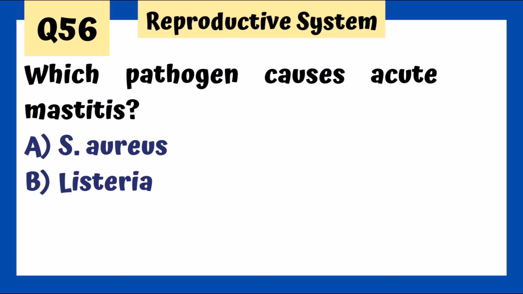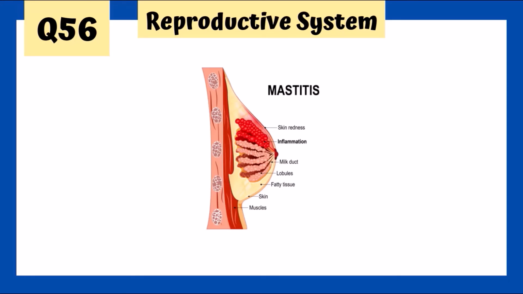Which pathogen causes acute mastitis? That's going to be Staph aureus. What is acute mastitis? It's a bacterial infection most commonly seen in the postpartum period. Bacteria, Staph aureus, invades the breast through the small erosions in the nipple. What's really interesting is that we don't only treat with antibiotics and drainage, but we also treat it with continued breastfeeding. The continued breastfeeding actually helps clear the infection. And we have a picture of the acute mastitis.